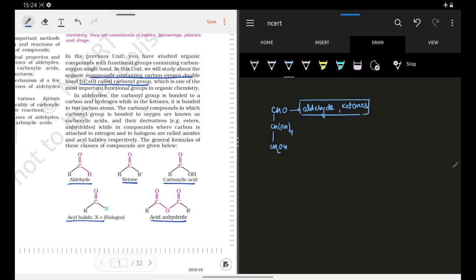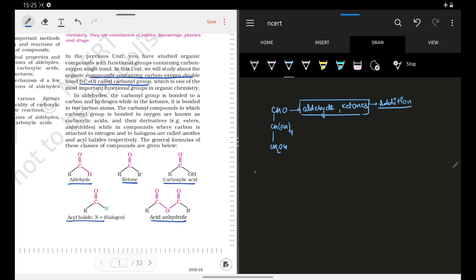Usually aldehydes and ketones undergo addition reactions. If you do not know this, do not worry, I'll be telling you about all this, but I'm just saying that aldehydes and ketones have different reactivity as compared to your acid derivatives. So what are acid derivatives?